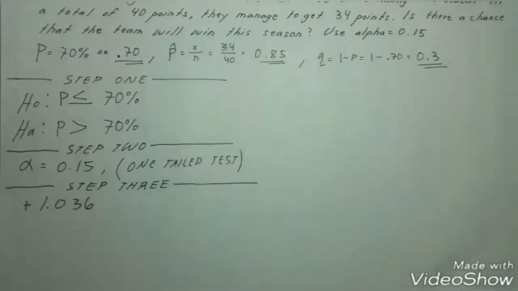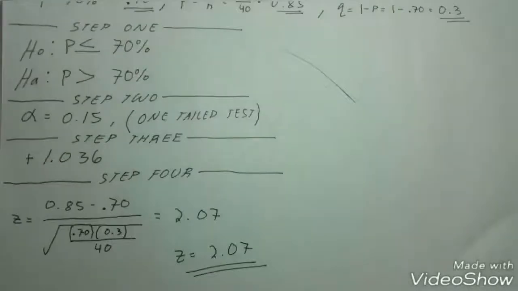Before proceeding to step 3, we must first look at our t-table with the help of alpha 0.15. There we will find positive 1.036. Step 4. Our given formula is always the same when it comes to z-test for proportion, which is z is equal to p hat minus p over square root of p times q over n.